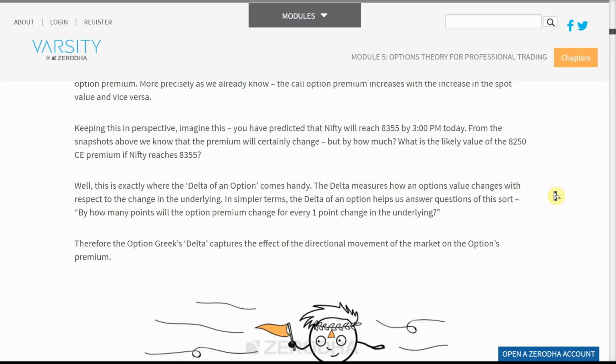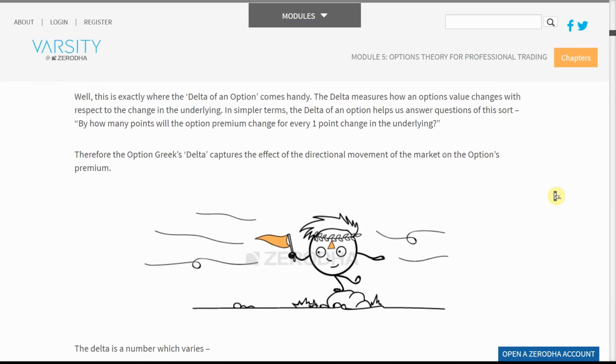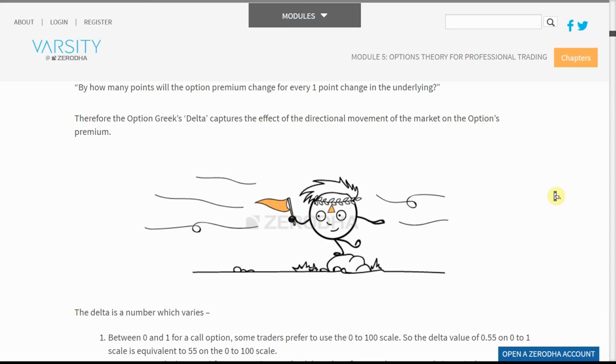The delta measures how an option's value changes with respect to the change in the underlying. In simpler terms, the delta of an option helps us answer questions of this sort: by how many points will the option premium change for every 1 point change in the underlying. Therefore, the option Greek's delta captures the effect of the directional movement of the market on the option's premium.